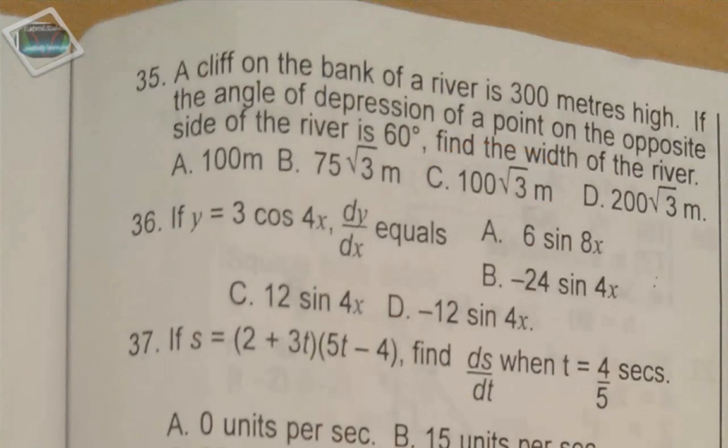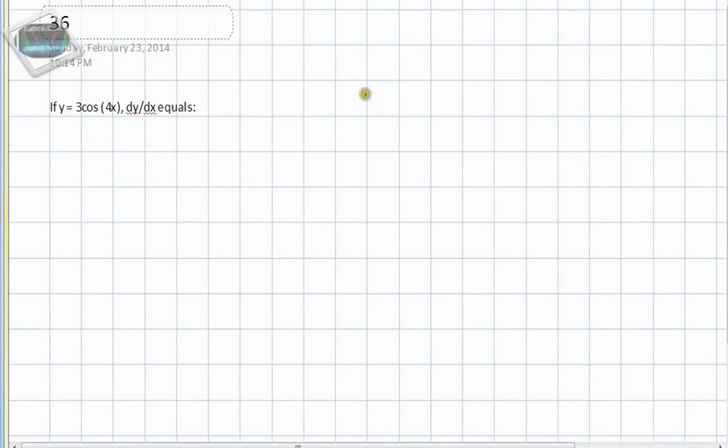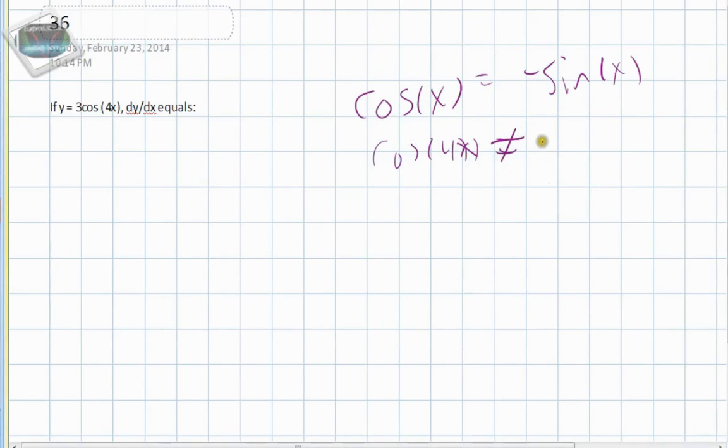So here we have question 36, and it's wanting to find the derivative of this equation here, y equals 3 cosine of 4x. You'll remember that the derivative of cosine of x is equal to the negative sine of x. And so we know that much. Also, the derivative of the cosine of 4x does not equal the negative sine of 4x. It's not that simple. You have to multiply out by 4.